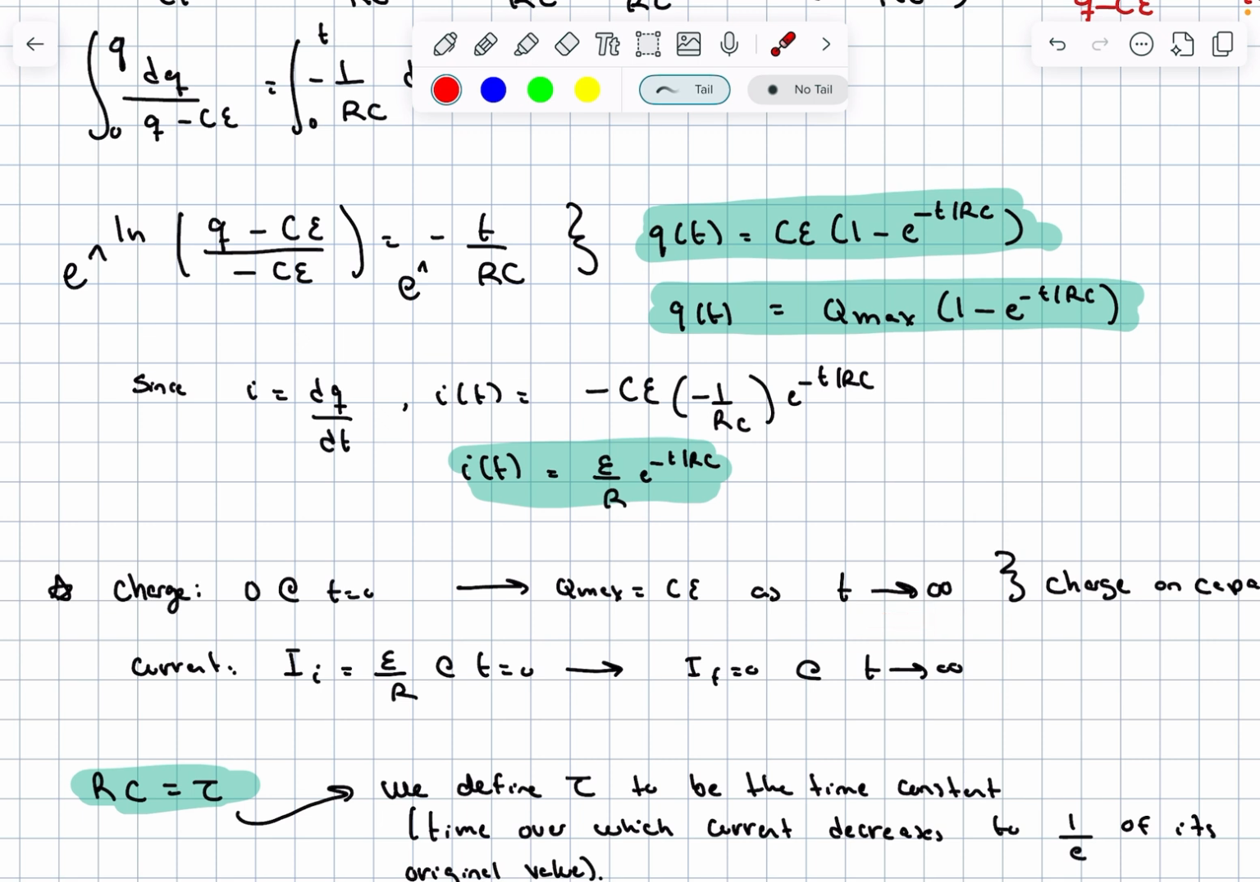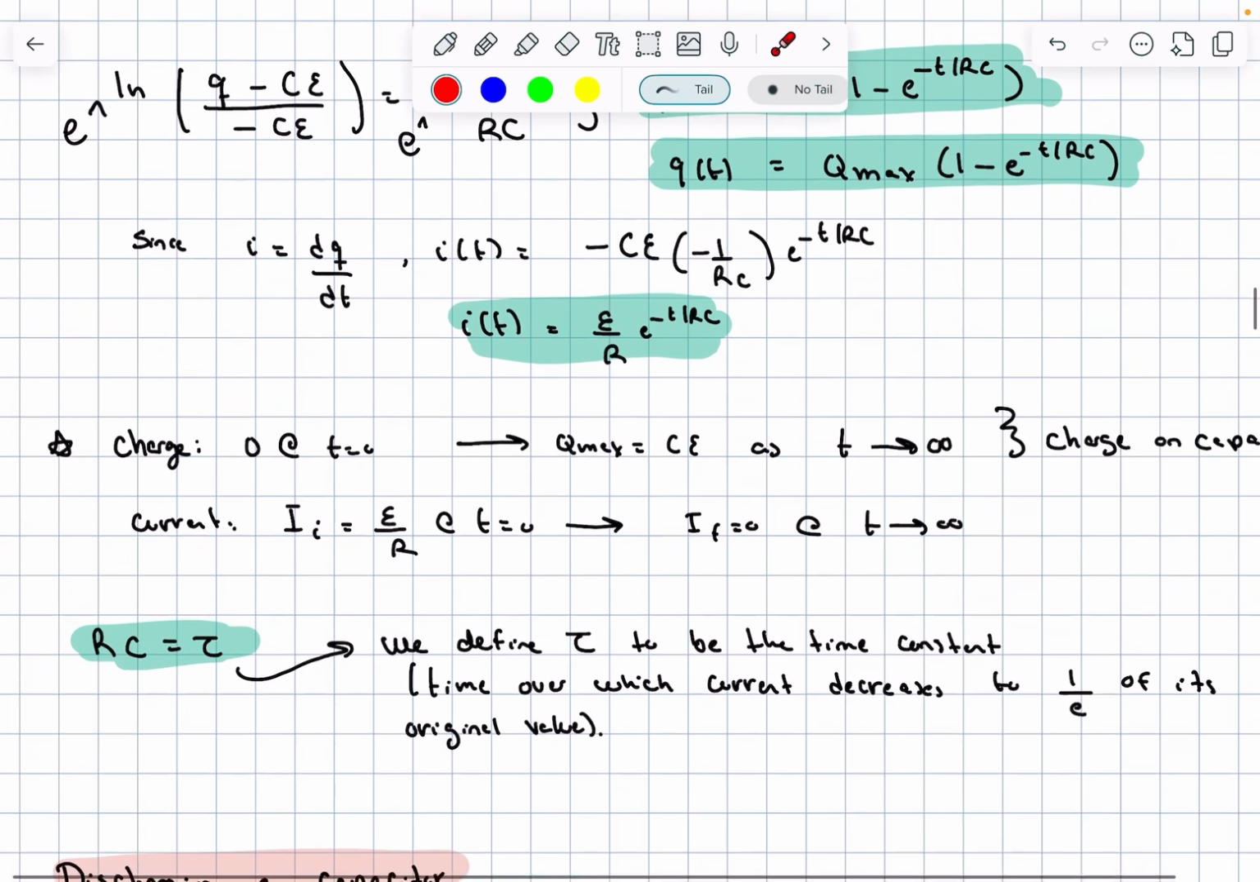On the other hand, the current starts off with this value here, and we see that value in the equation. That's its initial value, and then it decreases as e to the negative t over RC. So that means as time approaches infinity, this approaches 0. So our current goes to 0.